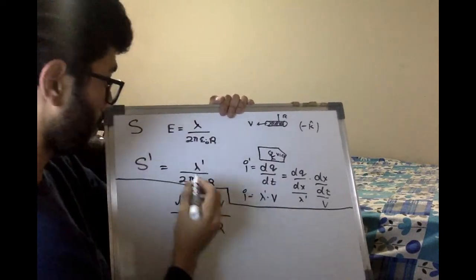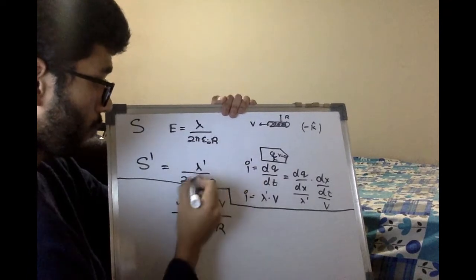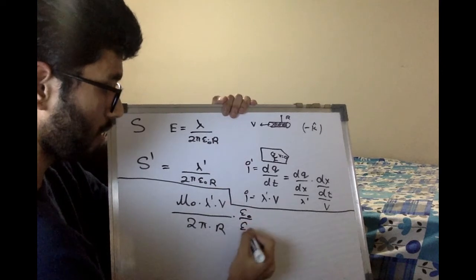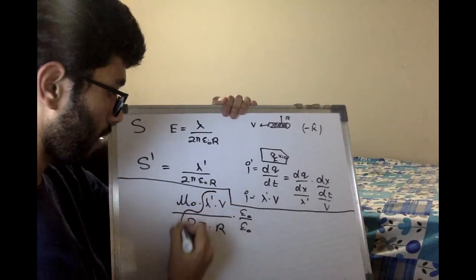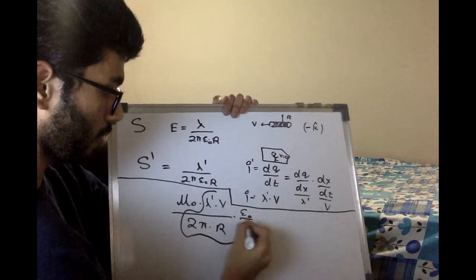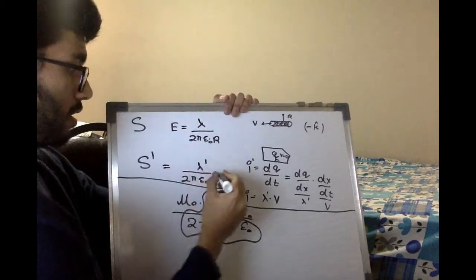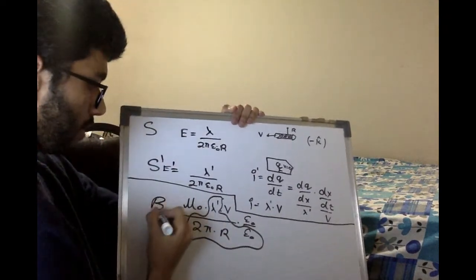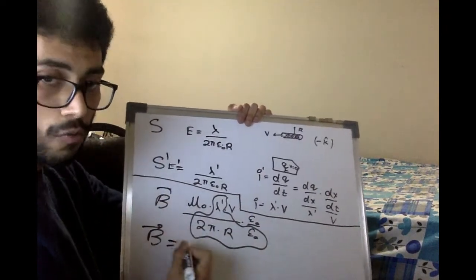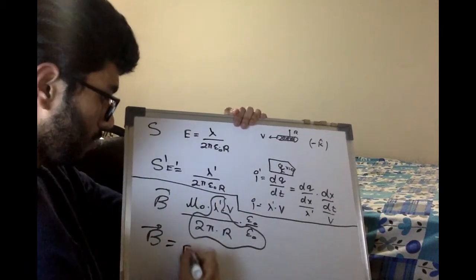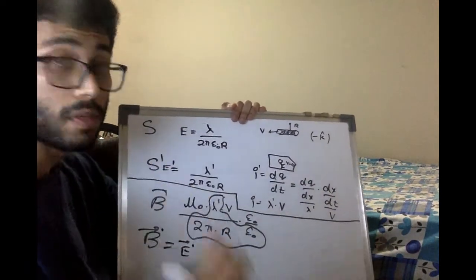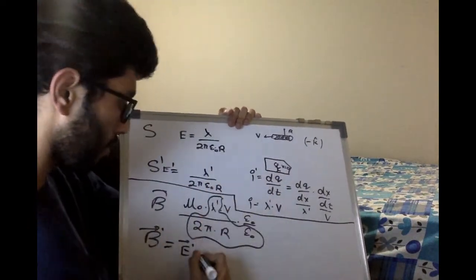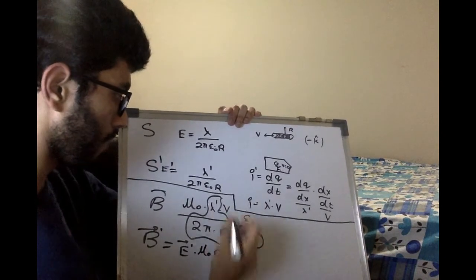But I can also write the electric field as lambda prime over 2 pi epsilon naught r. So if I multiply and divide this by epsilon naught, I can separate the value of lambda prime over 2 pi epsilon naught r as nothing but the electric field. So this is my electric field. So I can write the magnetic field as equal to the electric field prime, let me be precise, the electric field prime in the S prime frame, times mu naught epsilon naught times v.